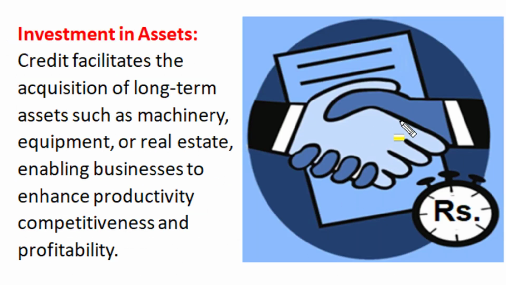Physical assets of a business need a good amount of money, and that may not be available from cash positions. So credit is required to make investment in assets, when a business needs acquisition of long-term assets such as machinery, essential equipment which is quite costly, or even some real estate investment. Credit enables businesses to enhance productivity, competitiveness, and profitability. So when a large amount of money is required for investment in assets, one can go for credit financing.